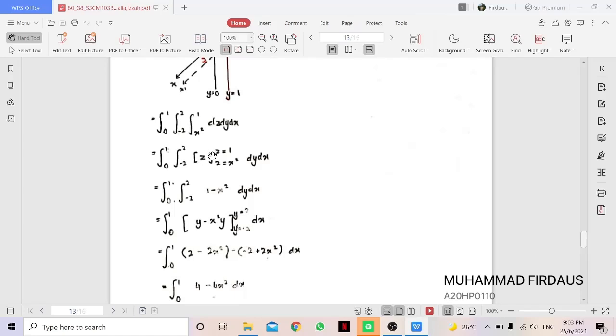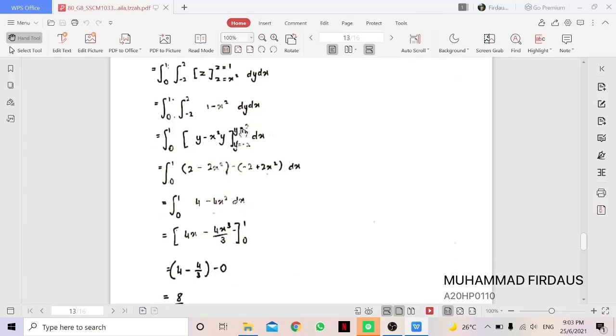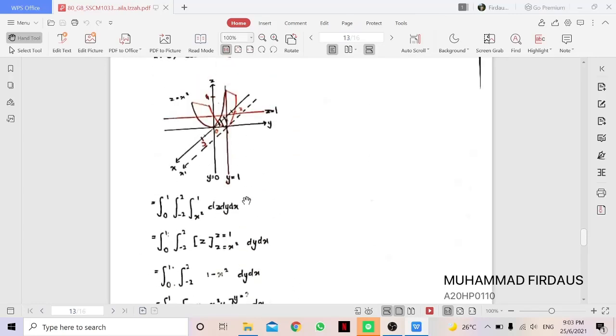First, we integrate with respect to dz. When we integrate with respect to dz, we get z. So we use the values, and we get 1 minus x squared, and we must integrate with respect to dy, and we get y minus x squared y. And then we add the values into the equation, and we integrate with respect to dx, we get 4x minus 4x cubed over 3, and we add the values into the equation, and we get 8 over 3. This is the volume or value for the bounded region.